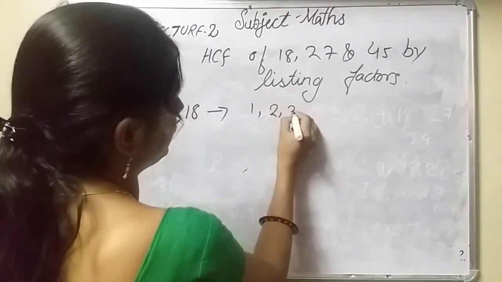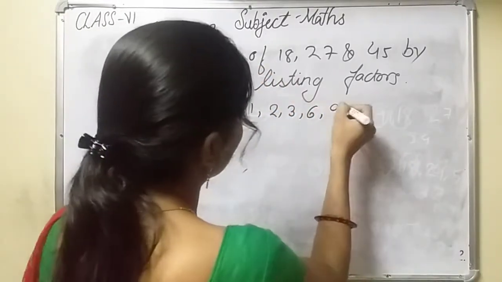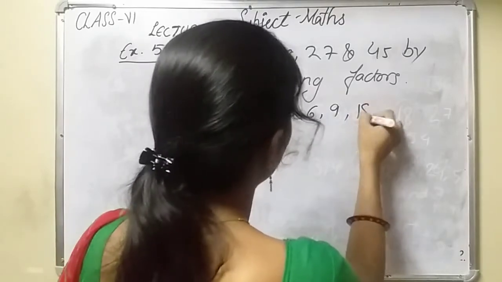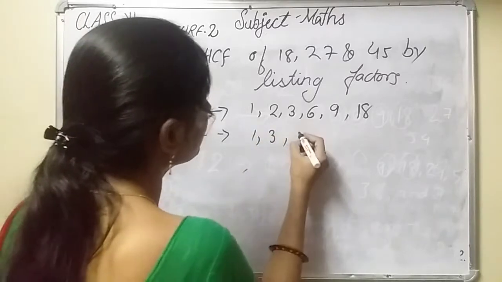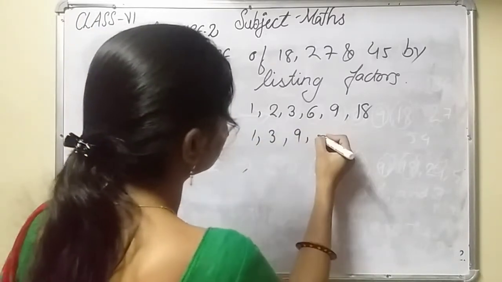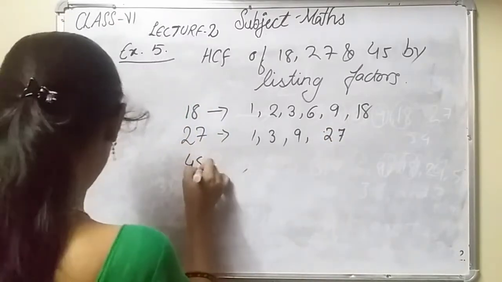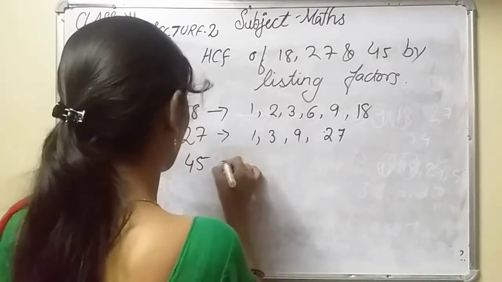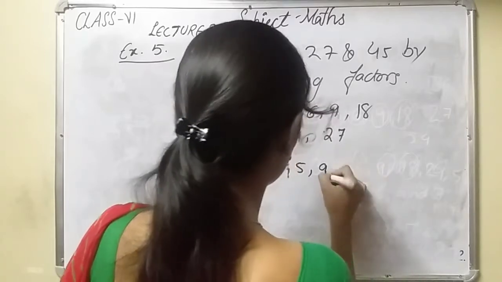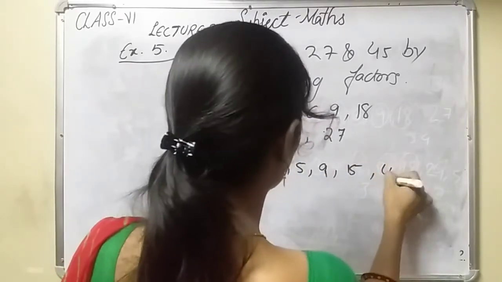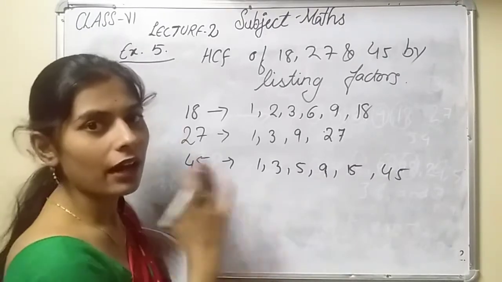1, 2, 3, 4 is not there, 5 is not there, 6, 9 and 18. What are the factors of 27? 1, 3, 9 and 27. 45: 1, 3, 5, 9, 15 and 45. Okay, now see in this which are the common factors.